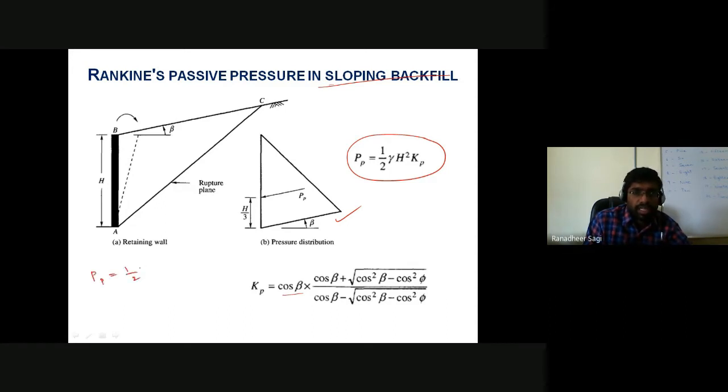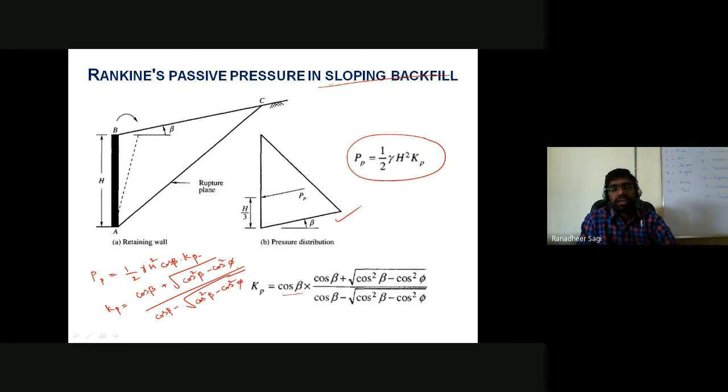So I can write it as half into gamma into h square into cos beta into Kp, where the expression for Kp comes out to be, since cos beta is already represented in the earlier expression, so in Kp you will not indicate cos beta. The remaining part of the expression comes into picture, that is cos beta plus the square root of cos square beta minus cos square phi, divided by cos beta minus the square root of cos square beta minus cos square phi.